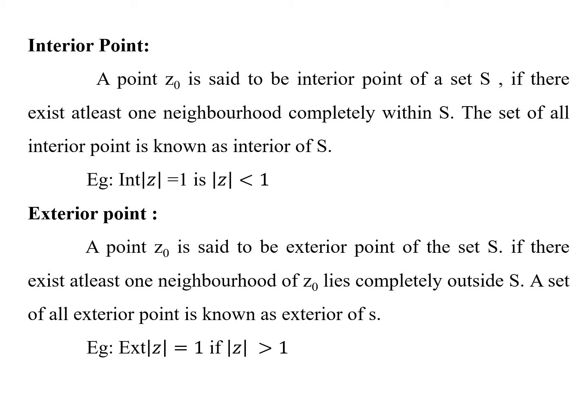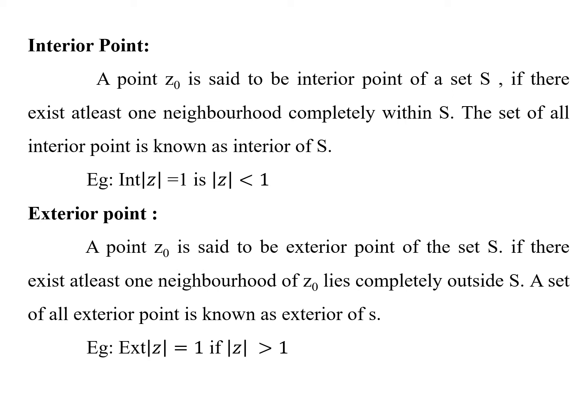So next definition, interior point. A point z0 is said to be an interior point of a set S if there exists at least one neighborhood completely within S. The set of all interior points is known as interior of S. Suppose you take any point, at least one neighborhood should be completely within the set.